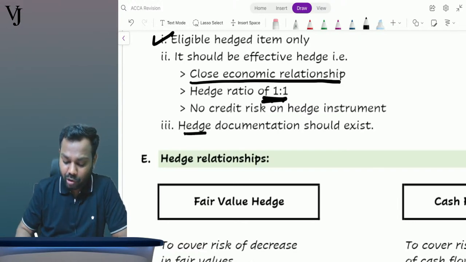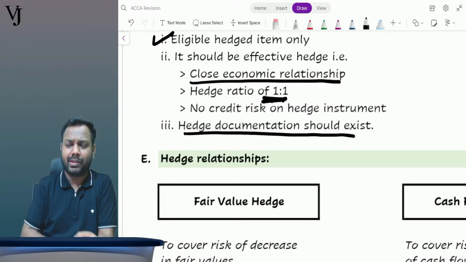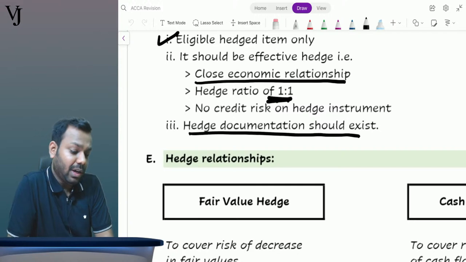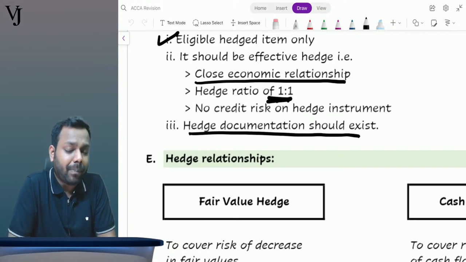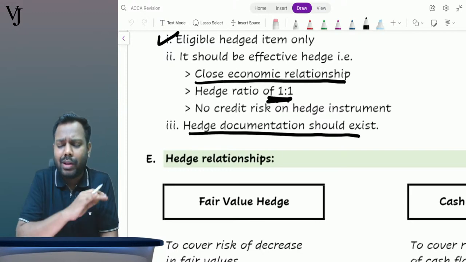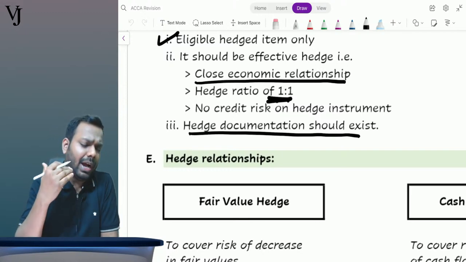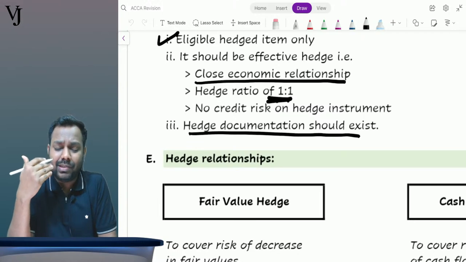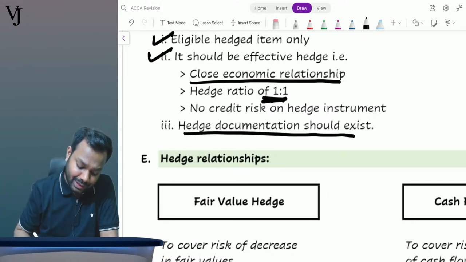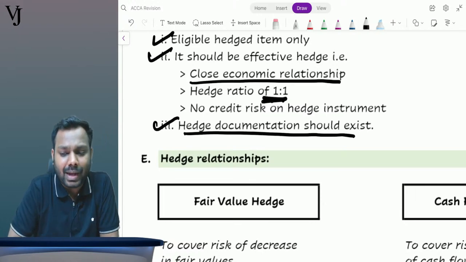And hedge documentation should exist. What is the meaning of hedge documentation? Hedge documentation means the risk management policy. What are the risks of the company? How does the company manage the risk? So all the details about the hedge instrument, everything, should be mentioned in the hedge document. If all these three exist, then only will I be able to apply hedge accounting.